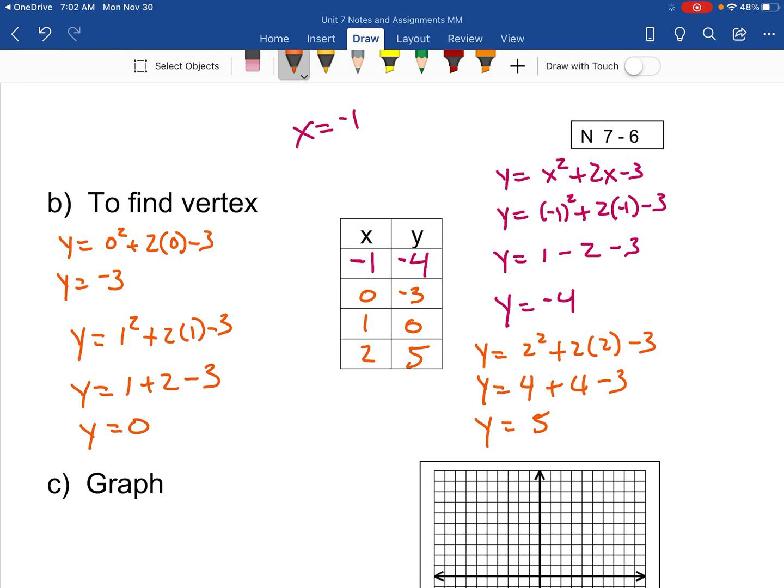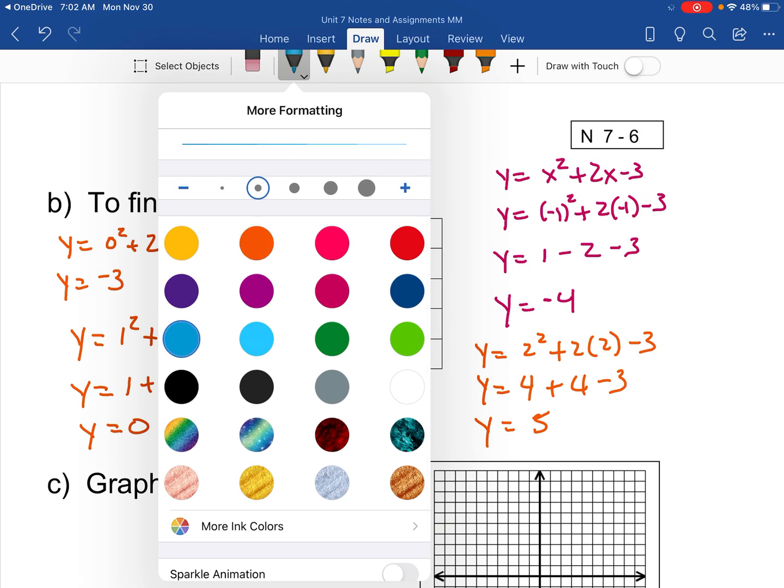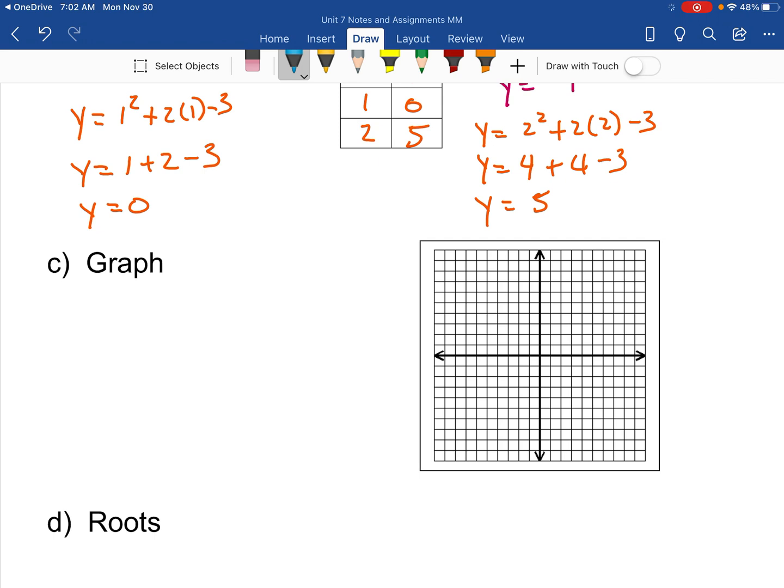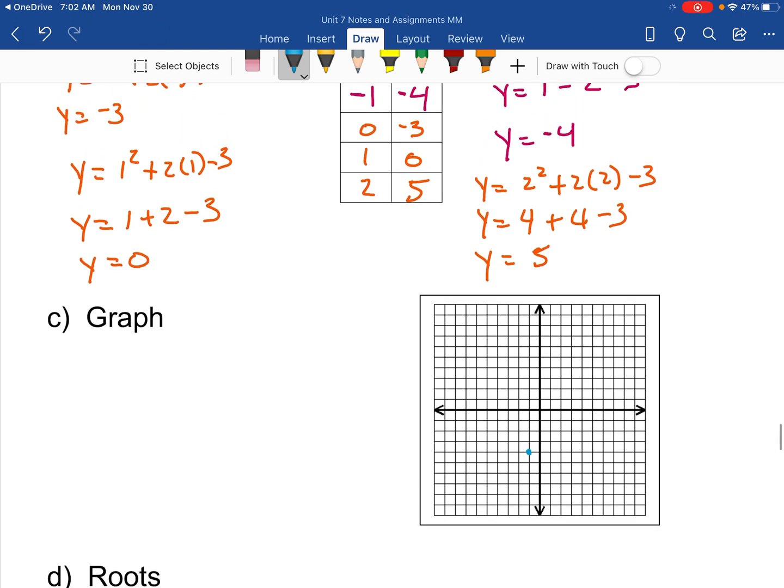This is always a good idea to know how to graph this way, because if you don't know what the graph looks like or you don't know how to get points, just plug in some x values and you can get some corresponding y values. So let's graph these points. I have the vertex of negative 1, negative 4, then I have 0, negative 3. You can see that's the y-intercept. 1, 0 is a point, and 2, 5 is a point.